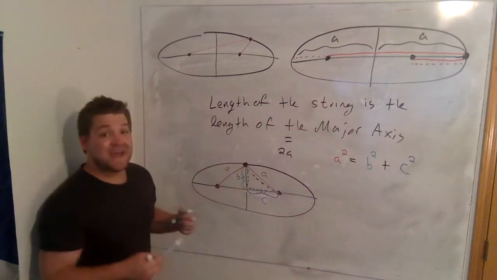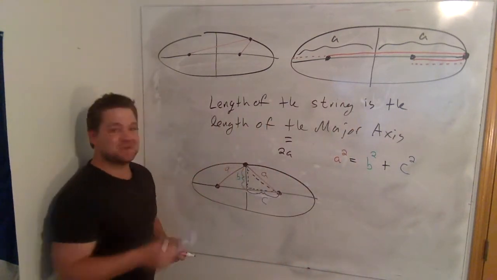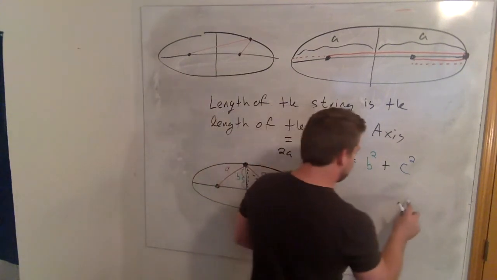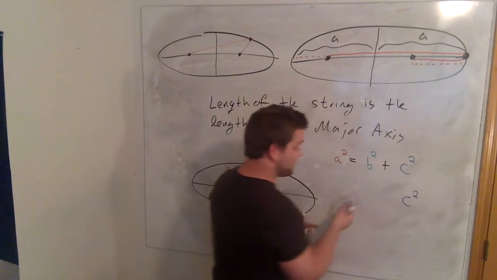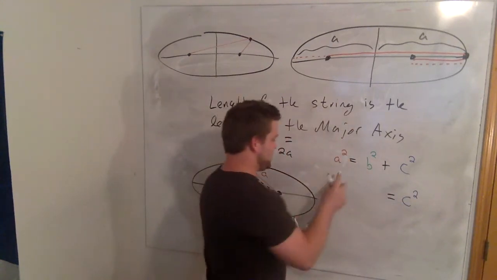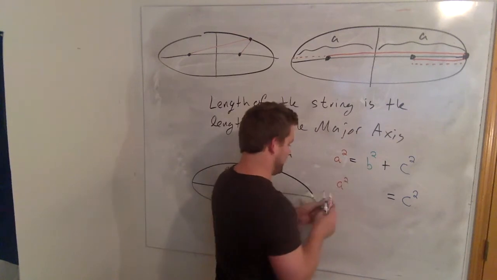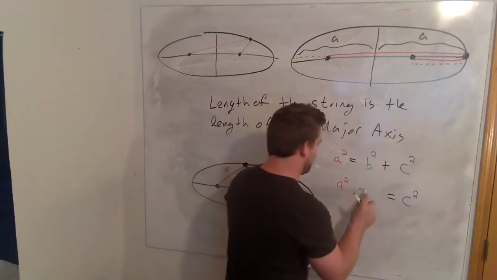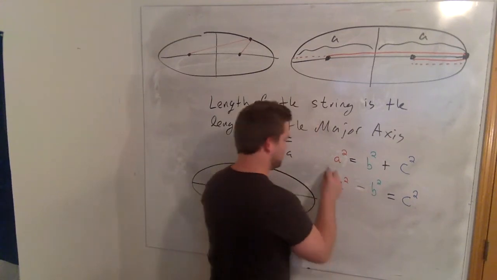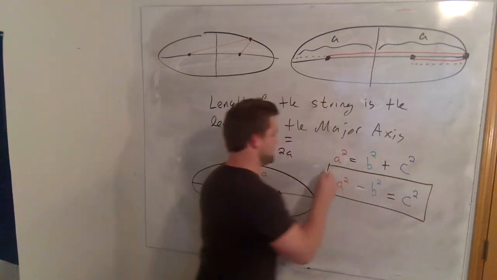So if we know what A and B are, we can easily figure out what C is. We could just solve for it here. Notice that if we subtract B squared from both sides, C squared is the same thing as A squared minus B squared. This is a nice, important formula to hold on to.